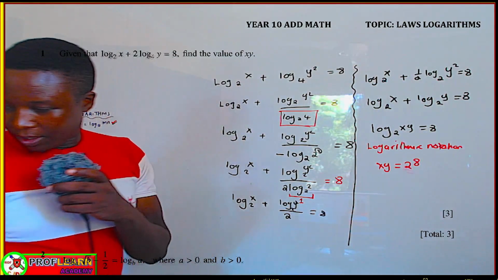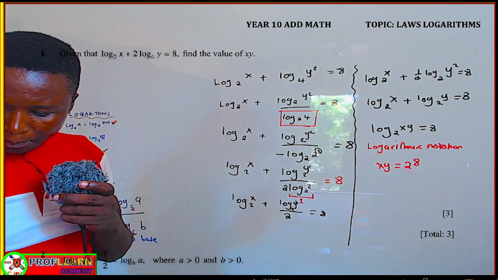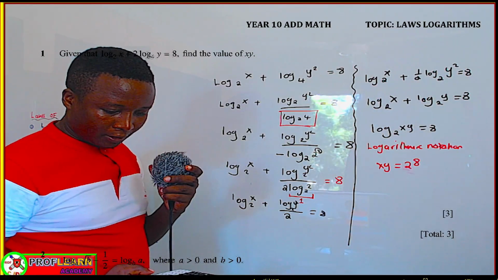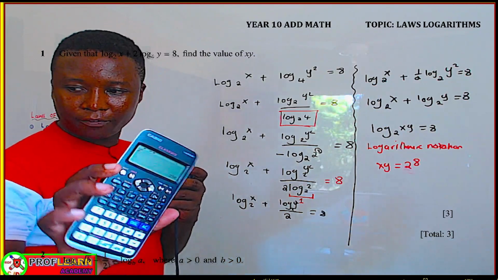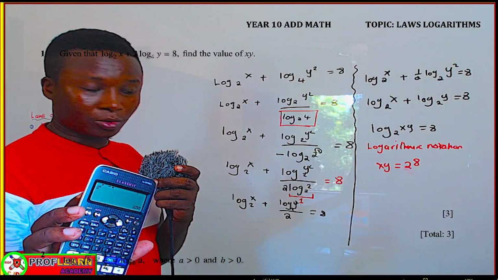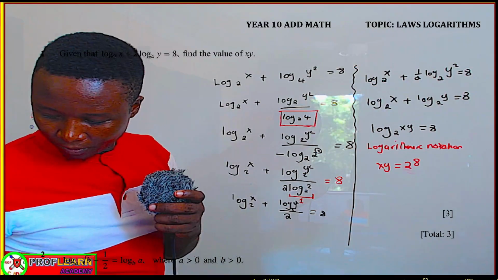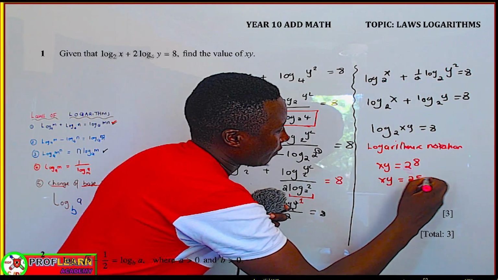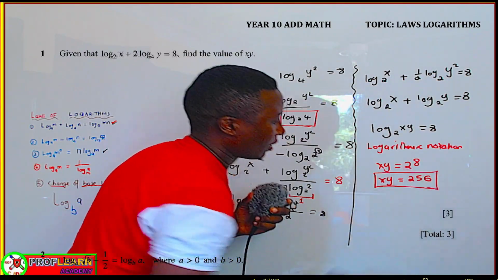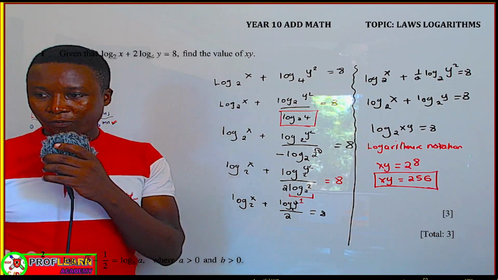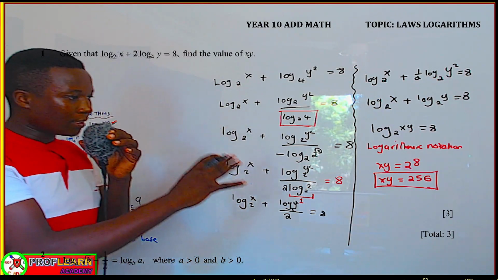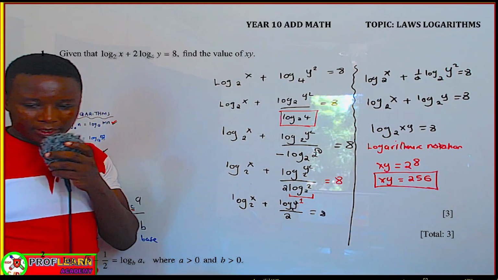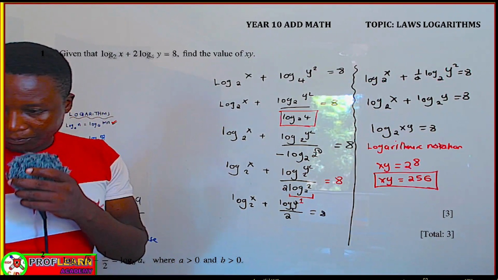If you are supposed to get the final answer here, we are going to say 2 raised to power 8 is actually giving us 256. If you can check it, it's 256, and we're going to have xy equals 256 as the final answer. Remember, in this question you are supposed to find the value of xy, and our xy is actually 256.